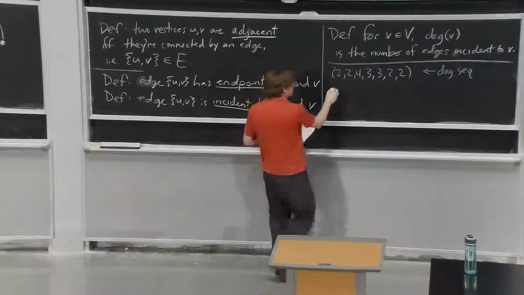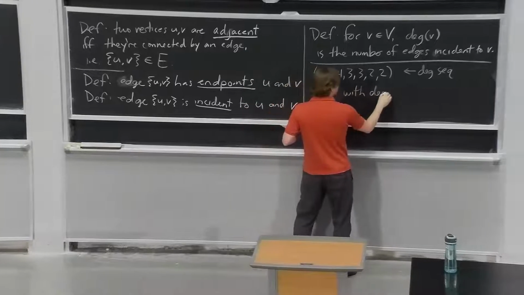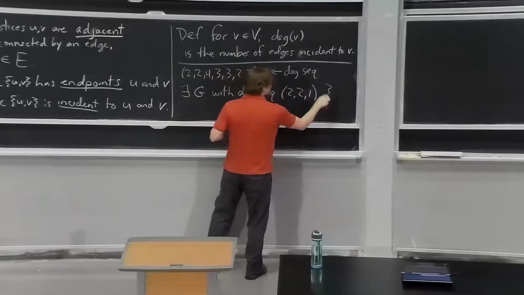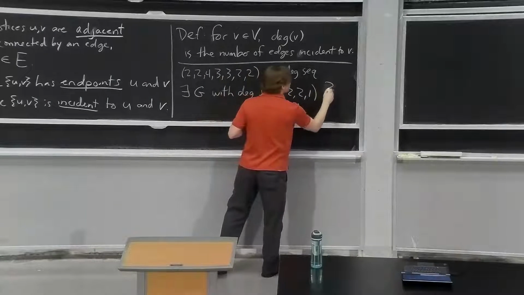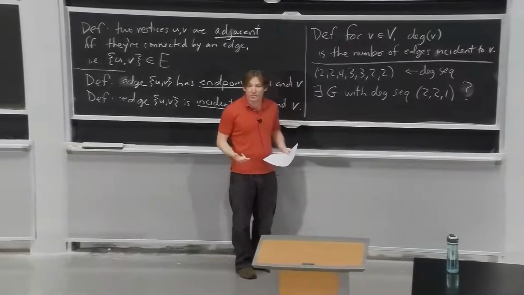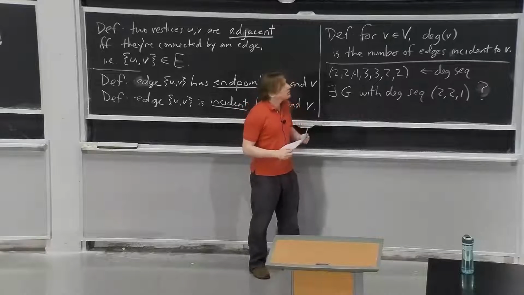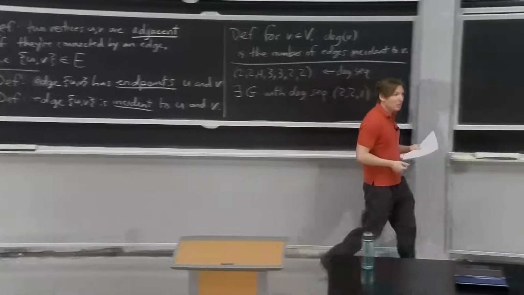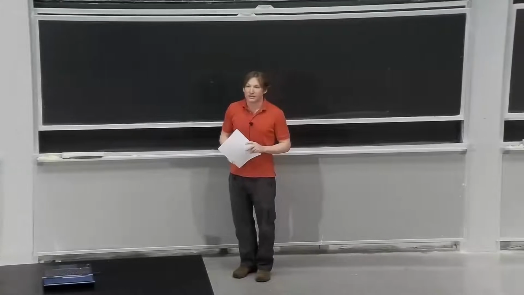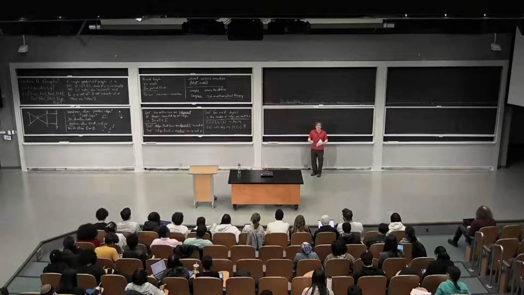For example, does there exist a graph with degree sequence 2, 2, 1? There we go. Does there exist a graph with degree sequence 2, 2, 1? So 3 vertices, 2 have degree 2, 1 has degree 1. Think about that for a second, and then we'll try it together. OK, I see someone violently shaking their head. I think they're cracking their neck.